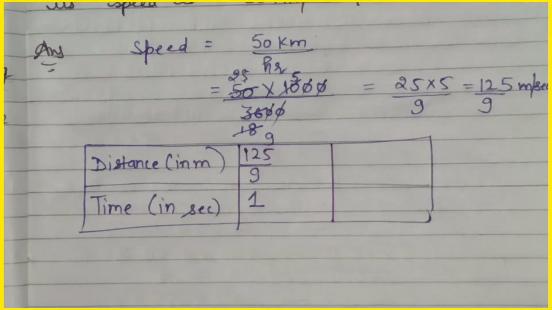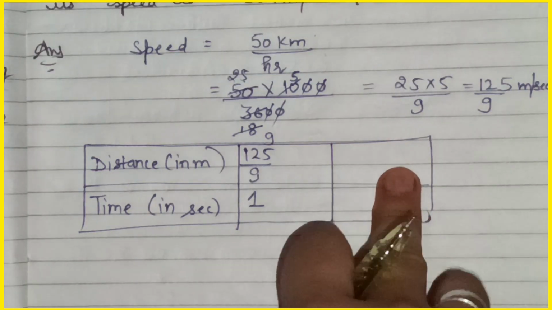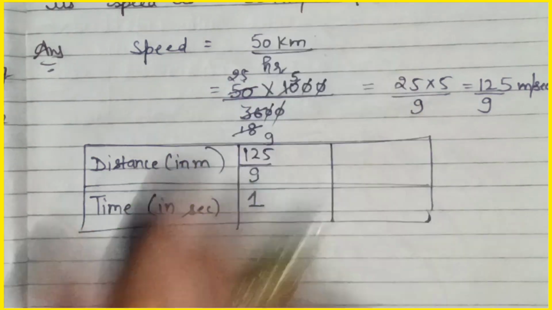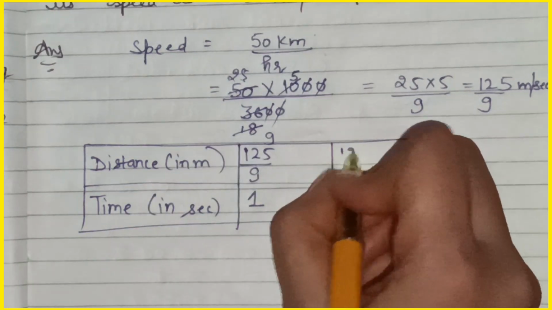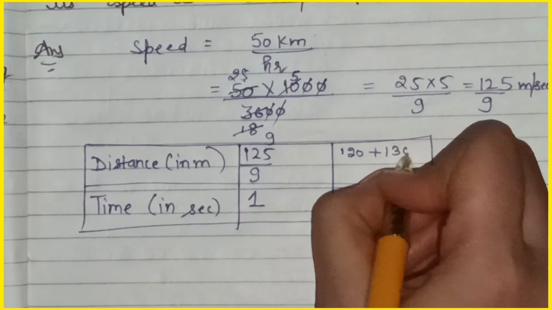In this question we have to find out in how much time the train covers the platform distance. So we calculate this by distance. The train covers the platform distance, which is equal to the length of the train plus the length of the platform. The length of the train, which is given in the question, is 120 meter, and the length of the platform is also given in the question, which is equal to 130.